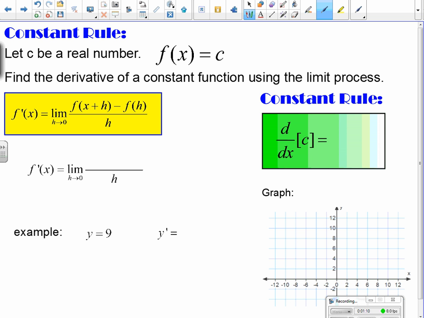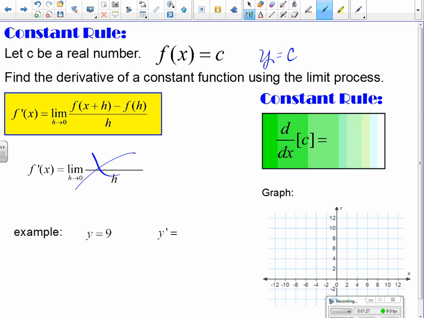So getting into the rules, the shortcut rules. Let c be a real number. And then I have this function f of x equals c, or you could rephrase it as y equals c or some constant. Just ignore this, you guys. This is just a repeat of what that is.